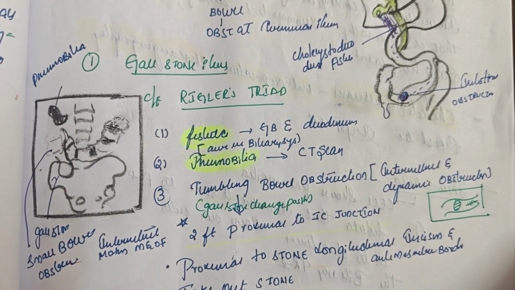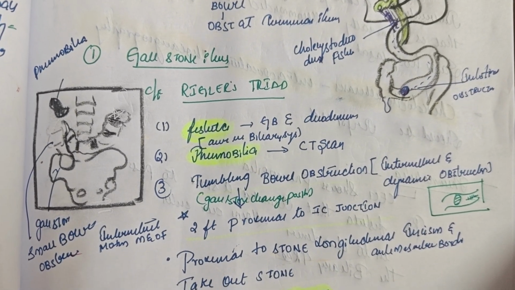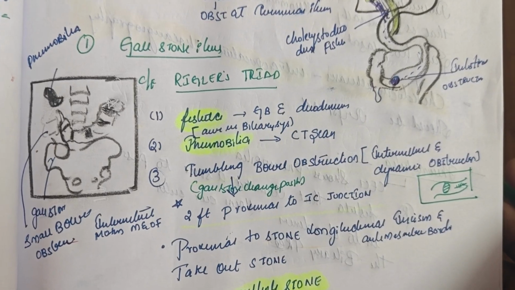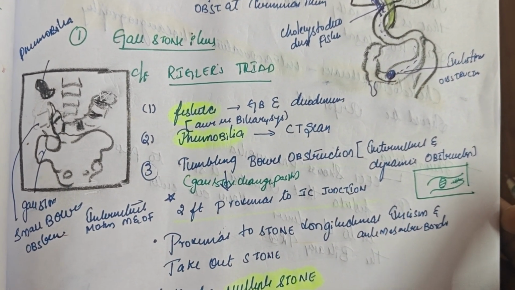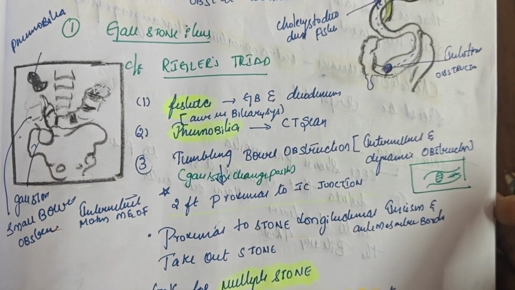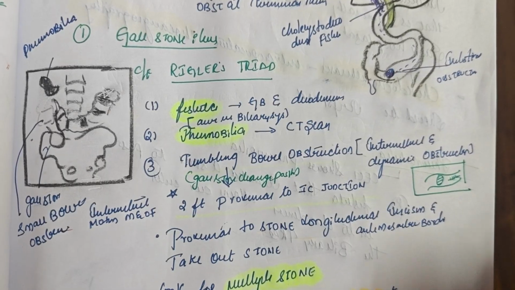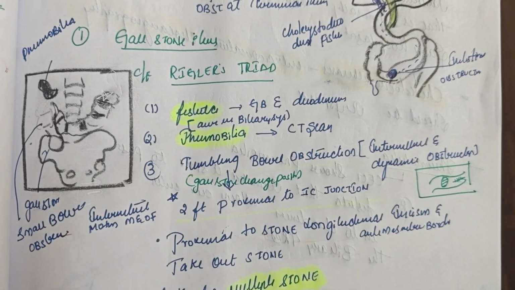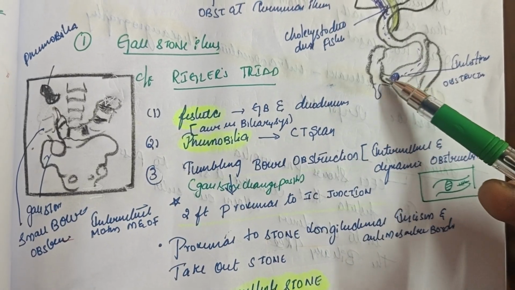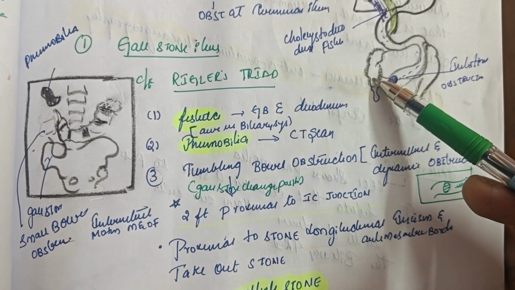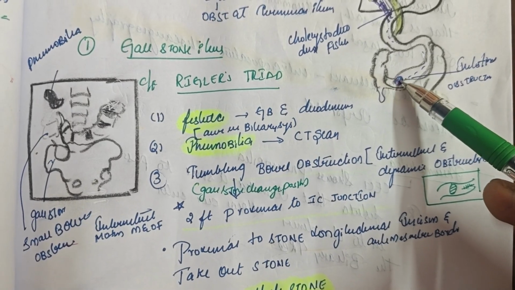We should understand where exactly the stone gets trapped: 2 feet proximal to the ileocecal junction. Okay, 2 feet proximal to the ileocecal junction. This is the ileocecal junction. This is the ileum, this is the cecum. And this is 2 feet proximal to the ileocecal junction.